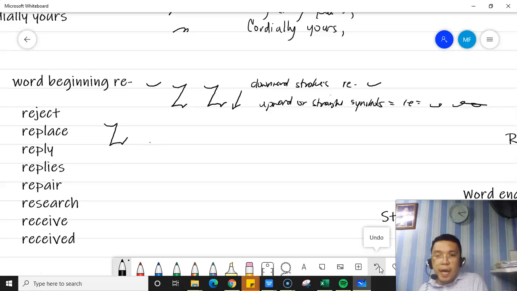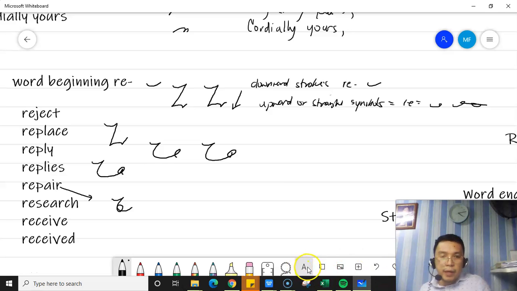So let's have the word reject again. RJKT, reject. Replace, RPLAS, replace. Reply, RPL and broken circle for replies, or reply rather. Replies are word beginning re. PLIS for replies. Okay, repair. R-P-A-R. Sorry. Repair. R-P-A-R for repair. Let me write it again. R-P-A-R for repair.